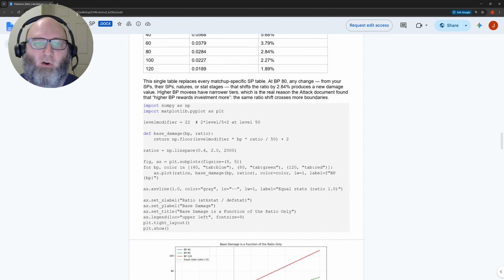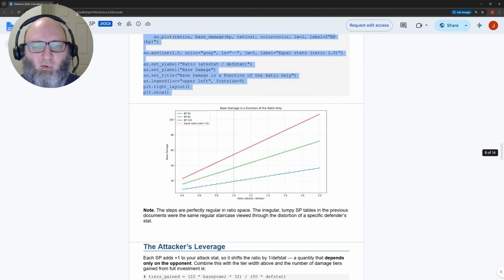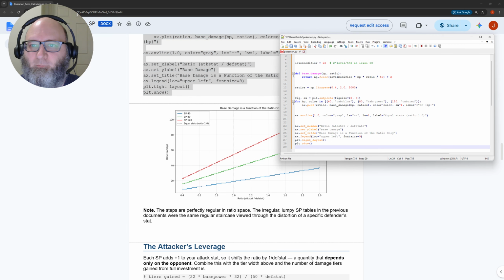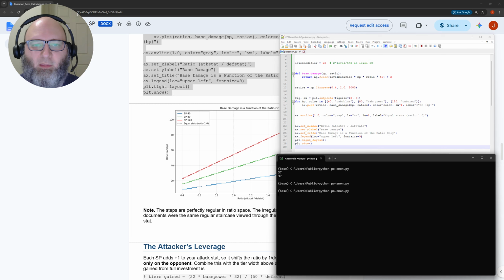So the single table replaces every matchup-specific SP table. At base power of 80, any change from your SPs, their SPs, natures or stat stages that shifts the ratio by 2.84% produces a new damage value. Higher base power moves have narrower tiers, which is the real reason the attack document found that higher base power rewards investment more. The same ratio crosses more boundaries.